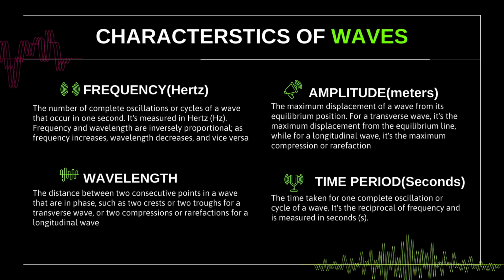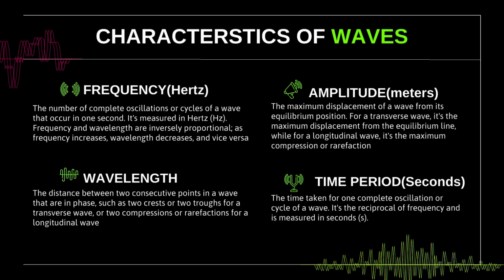For a transverse wave, it's the maximum displacement from the equilibrium line, while for a longitudinal wave, it's the maximum compression or rarefaction. Wavelength is the distance between two consecutive points in a wave that are in phase, such as two crests or two troughs for a transverse wave, or two compressions or rarefactions for a longitudinal wave.